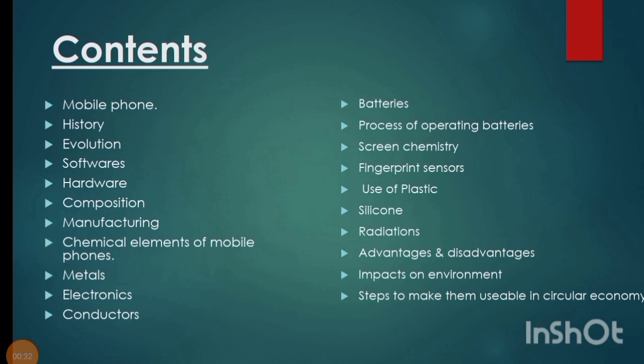Here is the contents table. We will discuss what a mobile phone is, its history, evolution, software, hardware, composition, manufacturing, chemical elements of mobile phones, metals, electronics, conductors, batteries, process of operating batteries, screen chemistry, fingerprint sensors, use of plastics, silicone, radiations, advantages and disadvantages of mobile phones, impacts on the environment, and steps to make them usable in a circular economy.